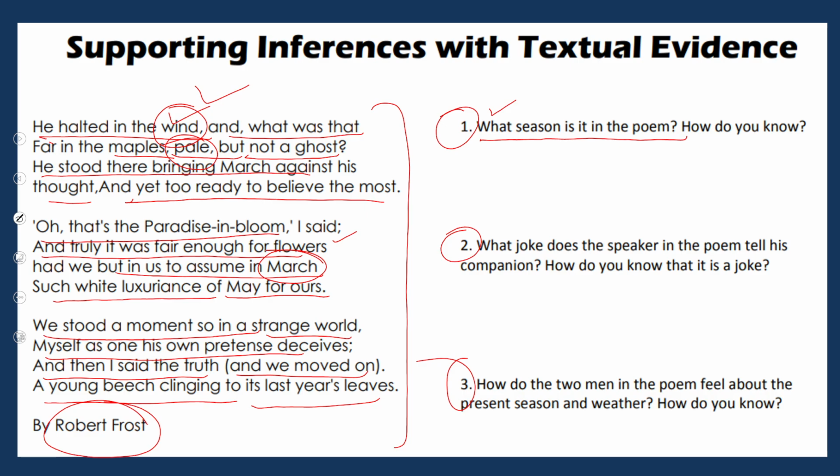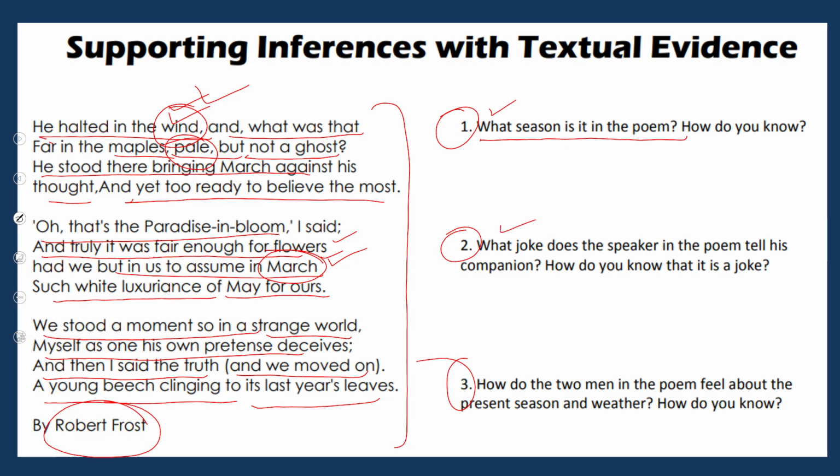Yes, and what else? So we have found a month mentioned. There is wind, so it can be the month of March. And how do we know? Because it is mentioned over here in the second stanza. So you can say that the season is windy and pale. The maple trees, they are pale and they are looking a certain way. And the month mentioned over here is March. So you can prepare your answer and give your evidence.